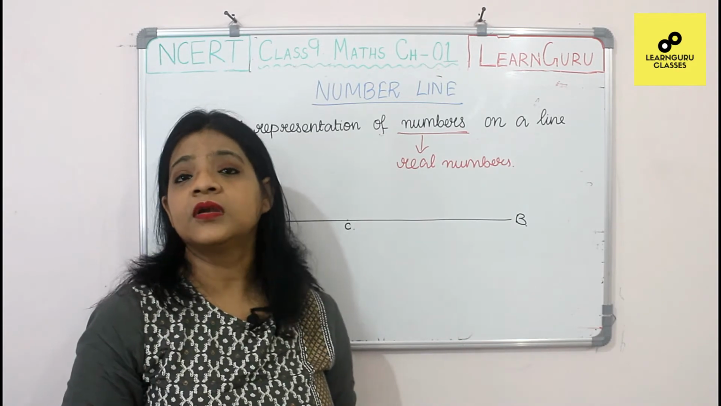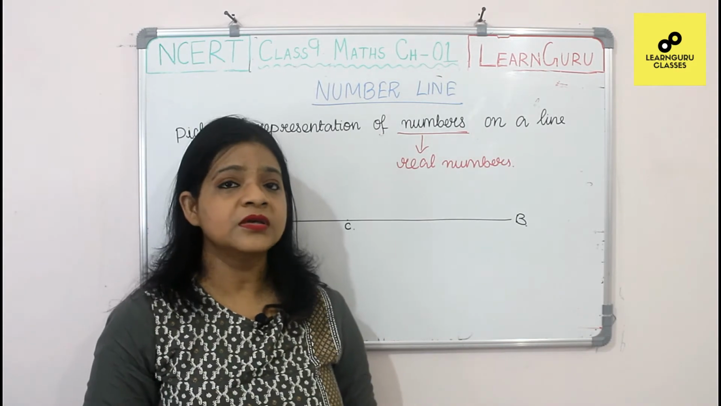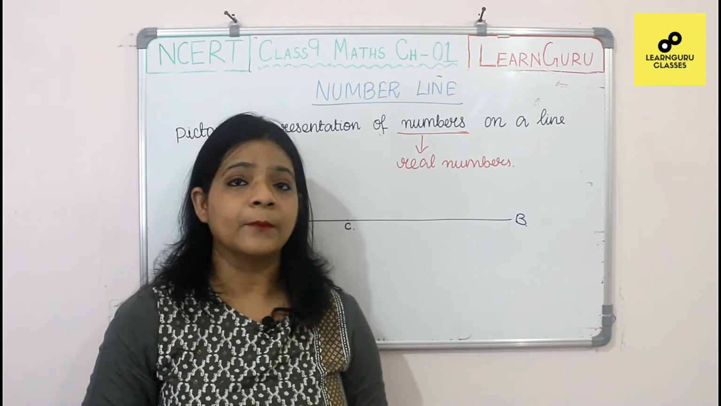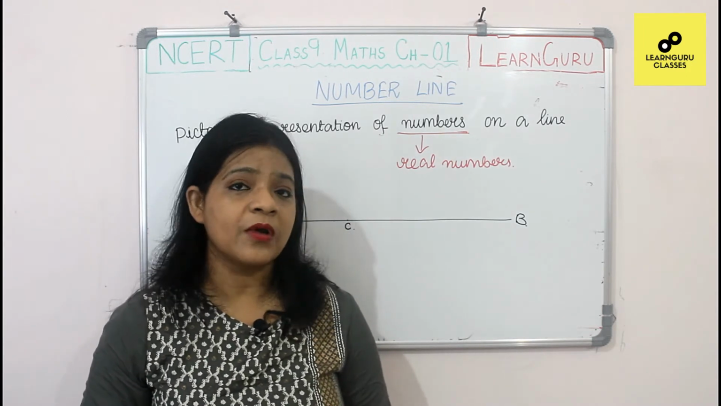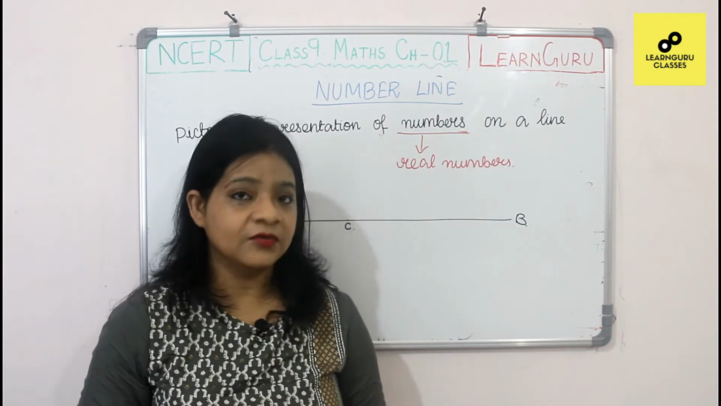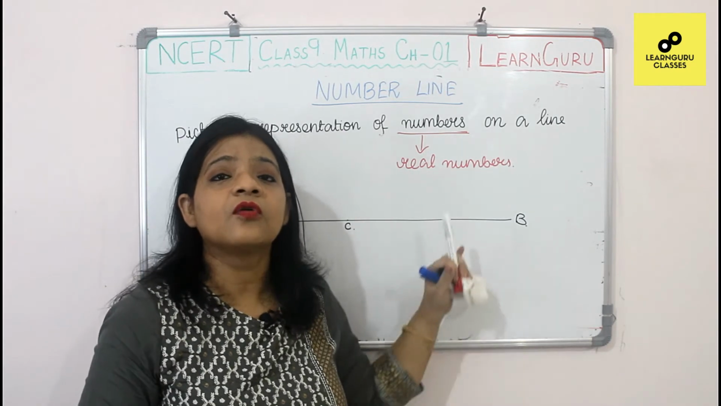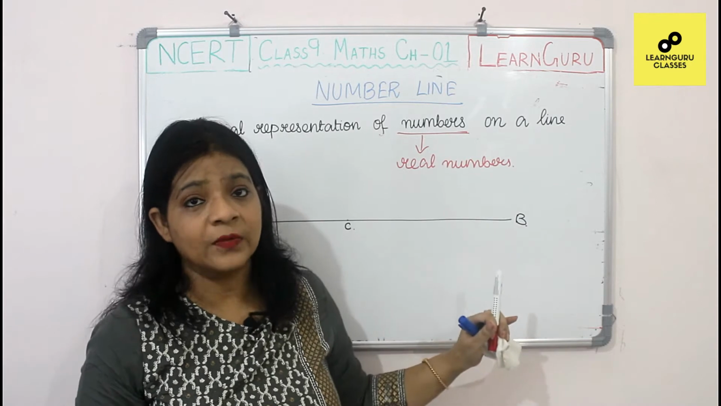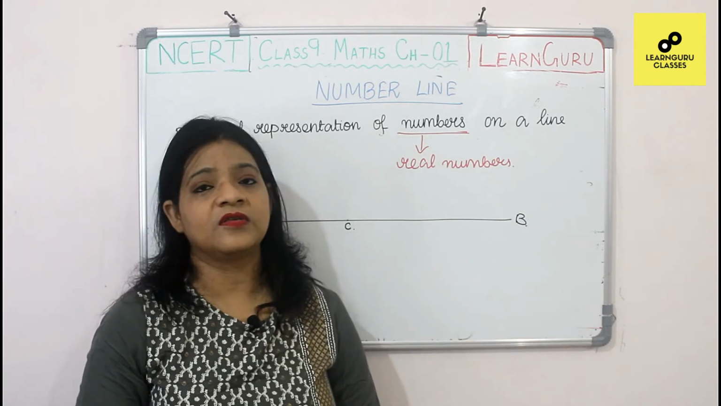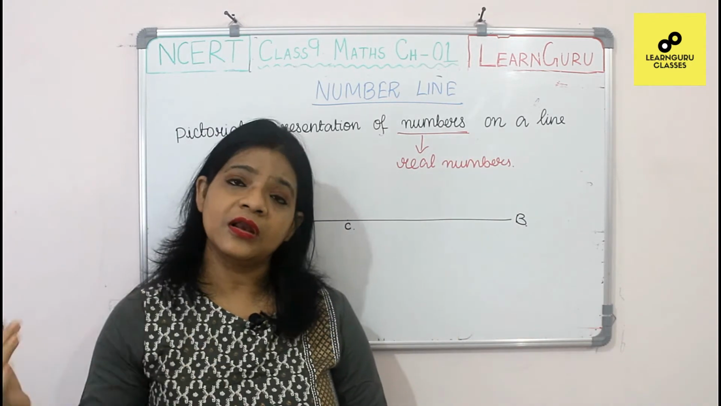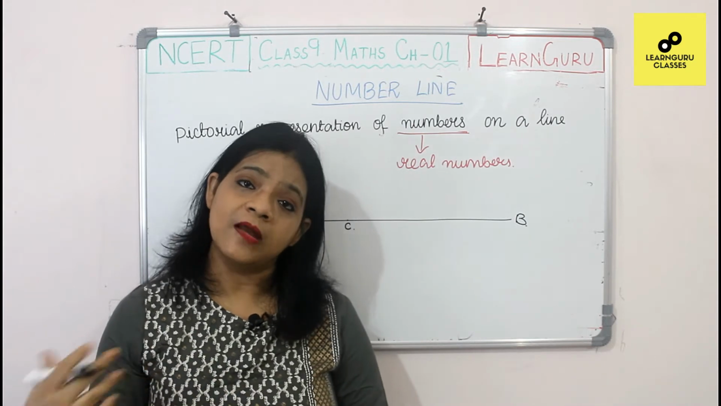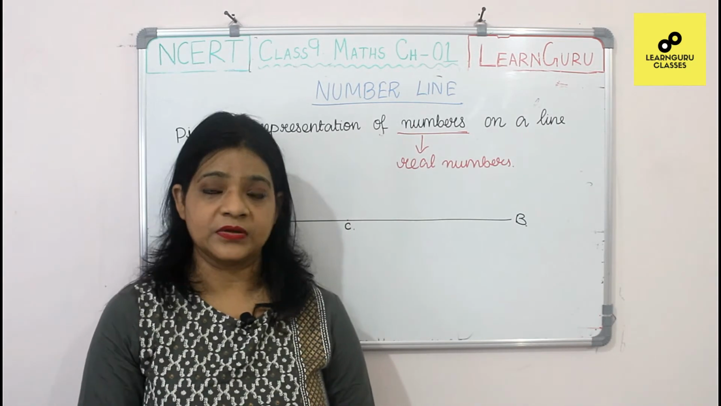So as I have already told you, real numbers are represented on the number line. Real numbers comprise rational numbers and irrational numbers. Here we are going to deal with only rational numbers, how rational numbers are represented on a number line. Irrational numbers will be covered when we talk about irrational numbers.